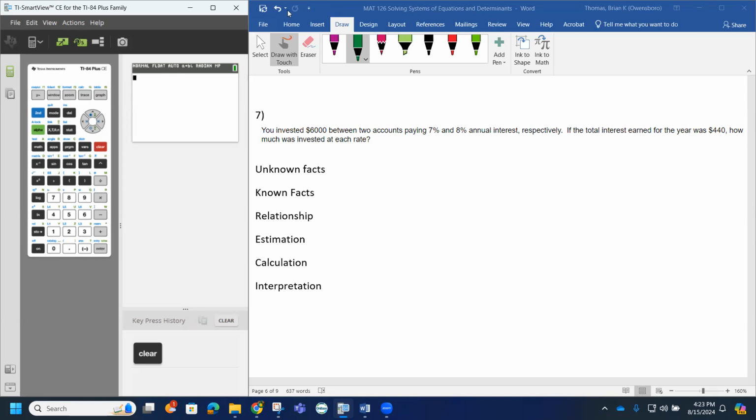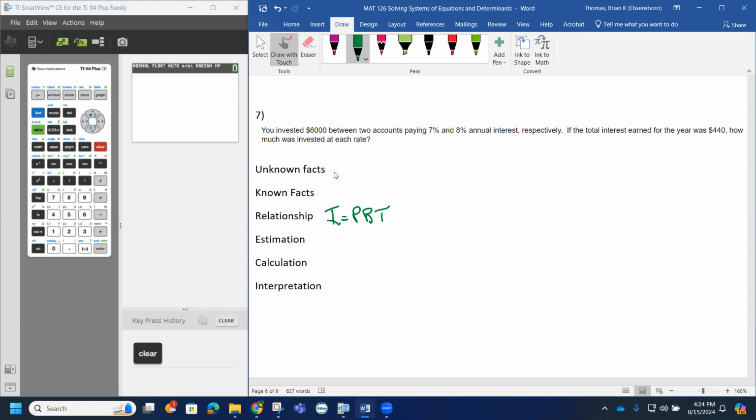So again, this is a word problem. You kind of have to do the unknown facts, known facts relationship, estimation, calculation, interpretation. It's kind of your strategies here. One of the things that jumps out at me is, we're doing interest here for a year. So to me, the formula was interest is equal to the principal times the rate times the time.